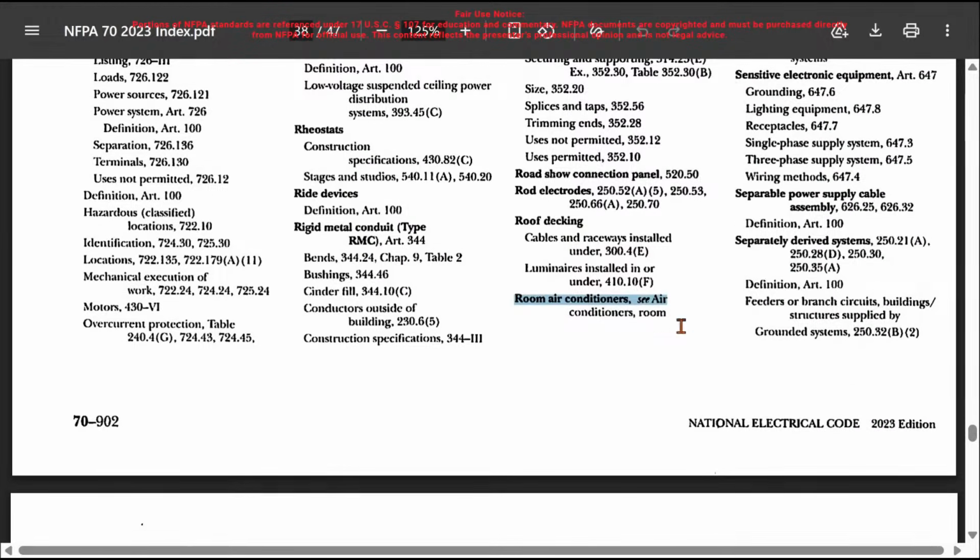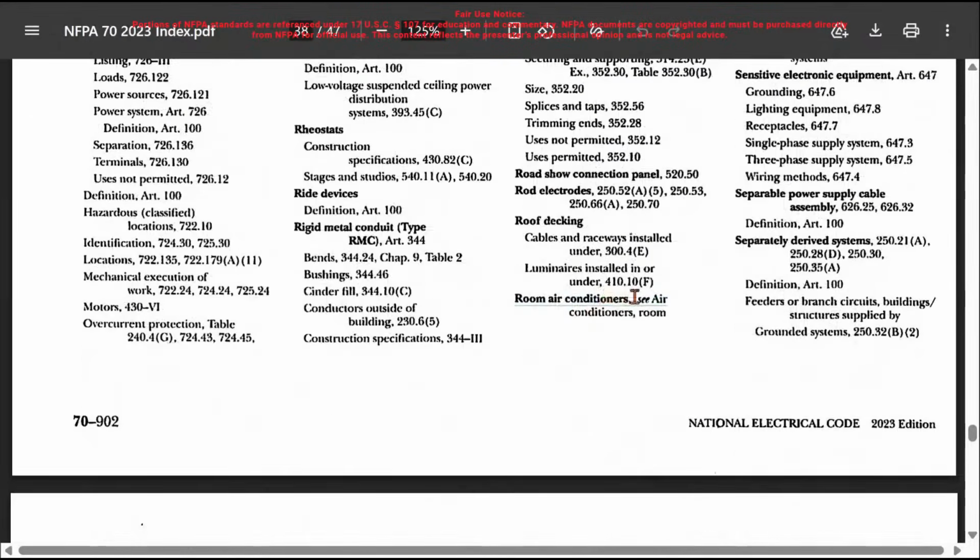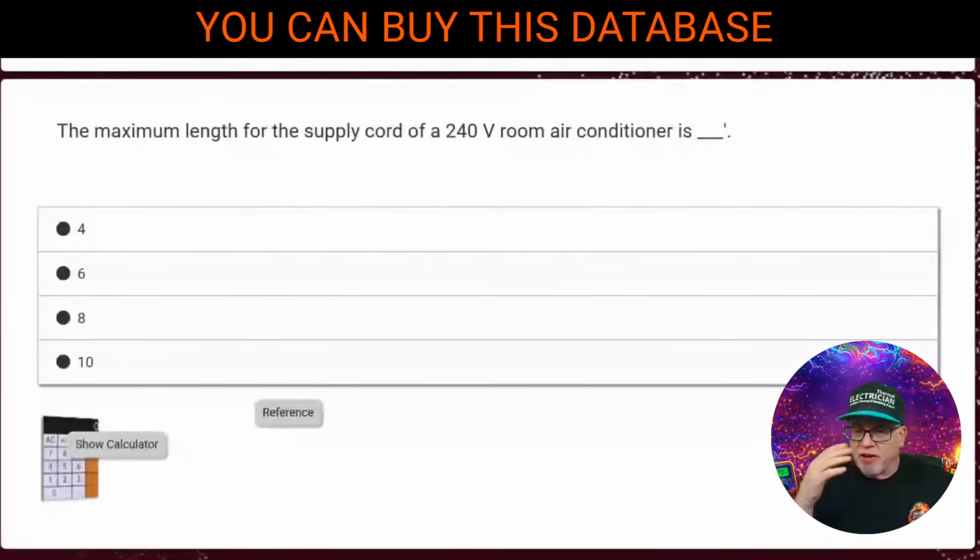But what is it doing? Let's see if it has anything up here. No. So it's sending me where? To air conditioners, room. Because first and foremost, folks, it's an air conditioner. It just happens to be a room air conditioner. Okay, so that's why I went to air conditioner first because, again, dissecting it, what are we talking about? We're talking about an air conditioner. It just happens to be a room air conditioner, okay? But as you can see, there's many ways to find it.